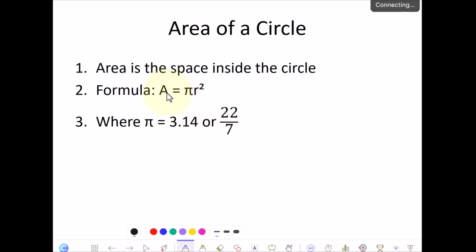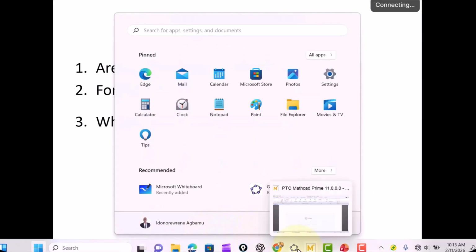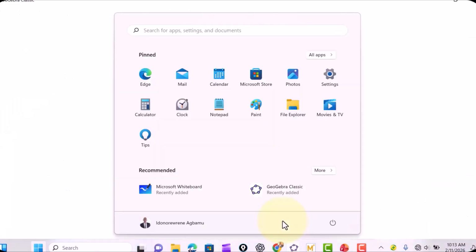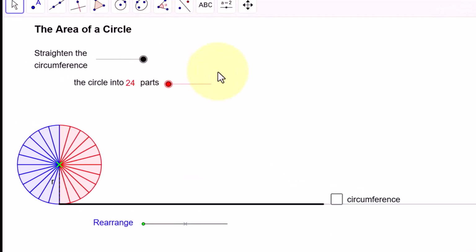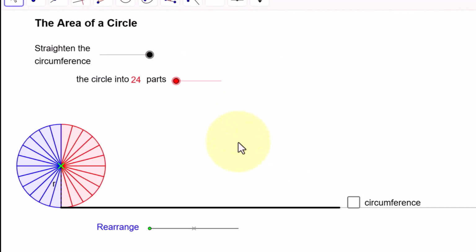Area of a circle, you can see it. So area of a circle is gotten from pi r square. Let me just demonstrate this very fast using this applet. I have one applet I used to show us. So this is the applet I'm talking about.